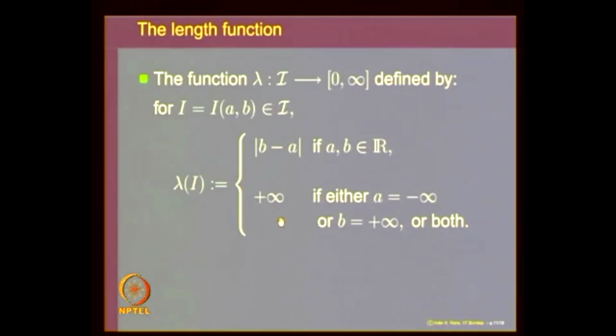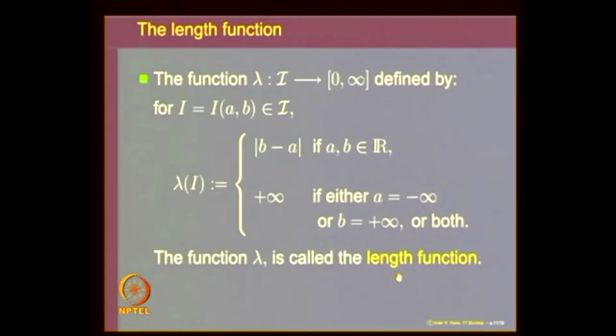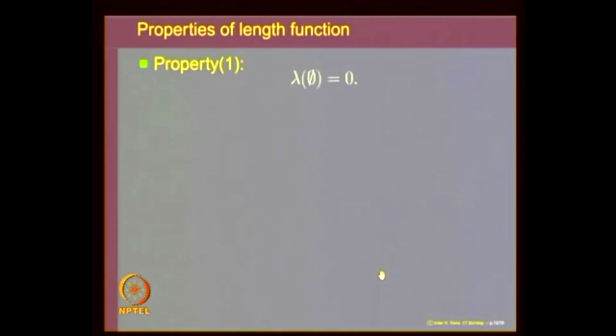So this function is called the length function on the class of all intervals, and this length function is going to play an important role in our subject. So let us study its properties. Next we will be studying properties of this length function. The first property is that lambda of the empty set is 0, because the empty set is an open interval with left endpoint, say a, and right endpoint a. So it is the open interval (a, a), which is the empty set. By the very definition, that is equal to a minus a, which is equal to 0.